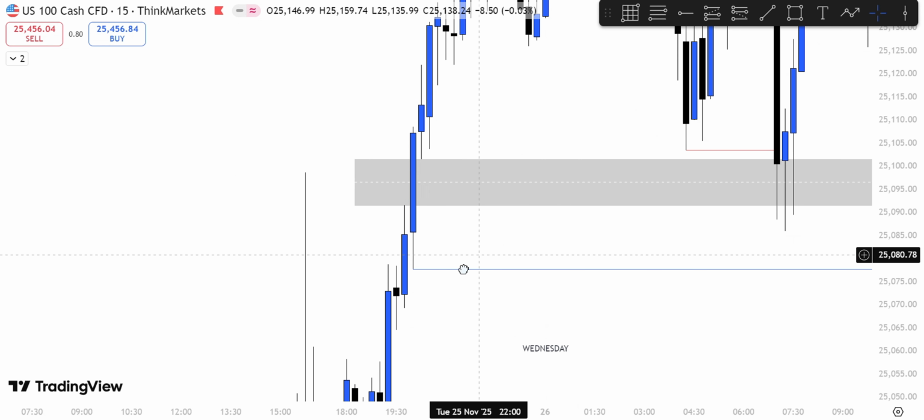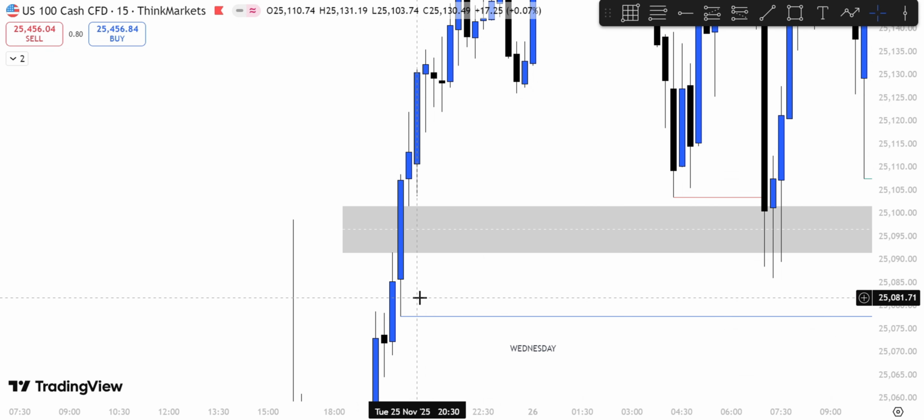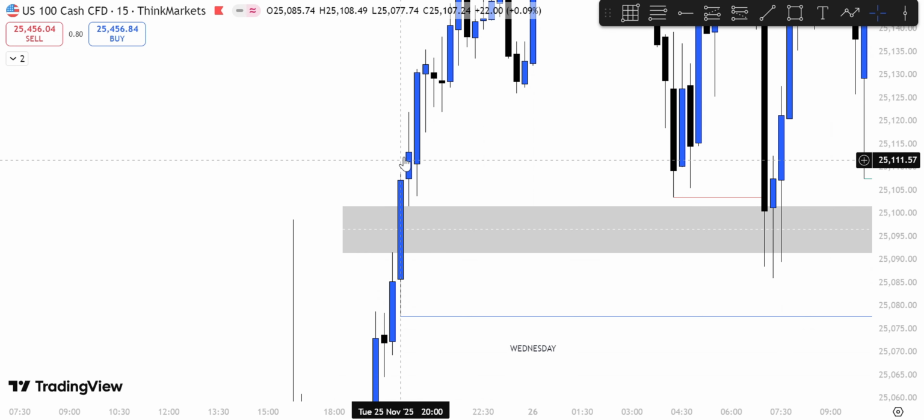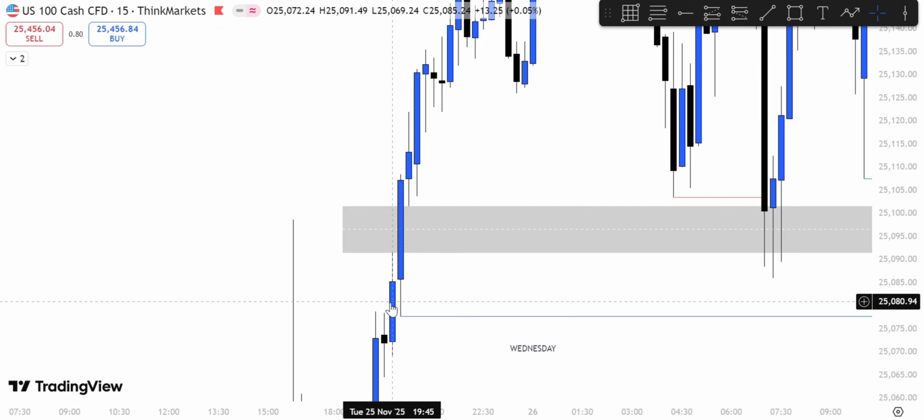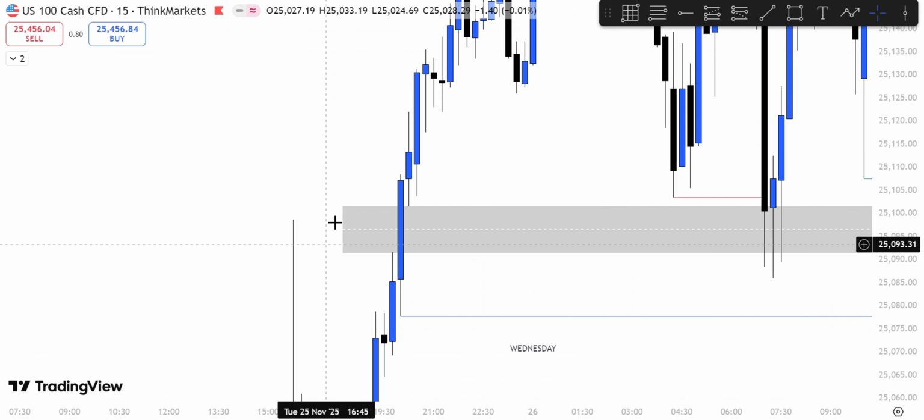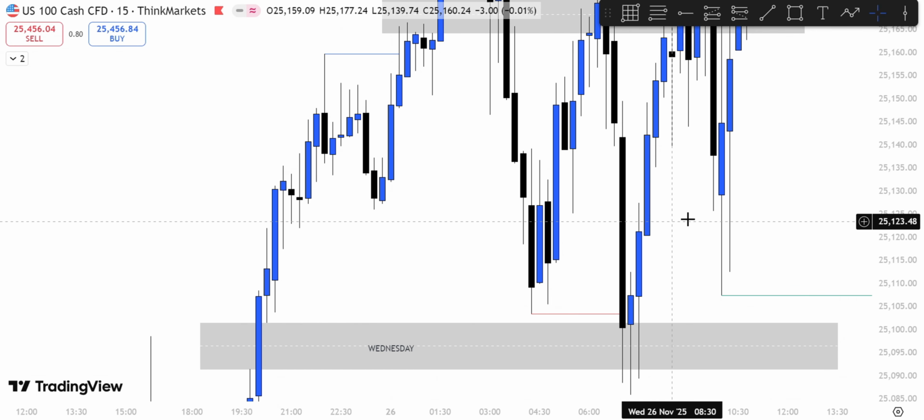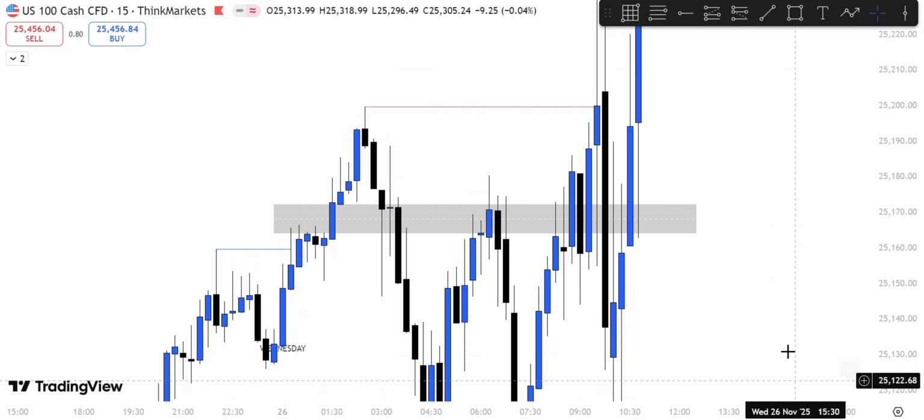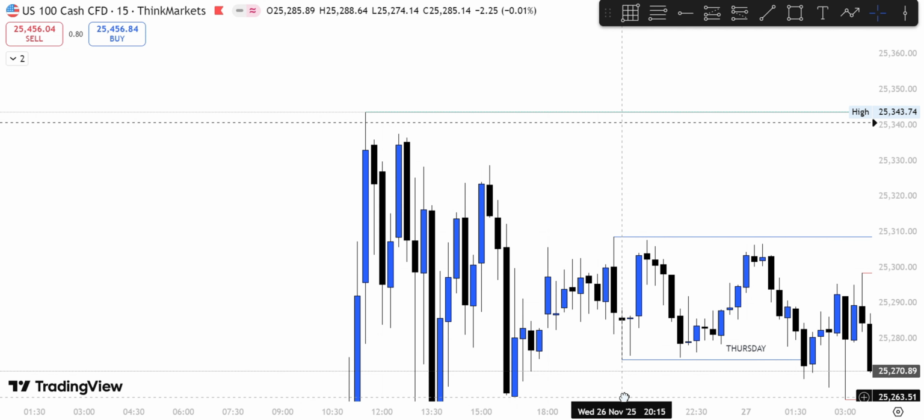For example, this one, we had this tiny impulsive move to the upside. Then we had this tiny candle, as you can see, this tiny body. And this second candle was actually a very impulsive move. This is actually the best fair value gap formation you can ever ask for, basically. And yeah, as you can see, boom.